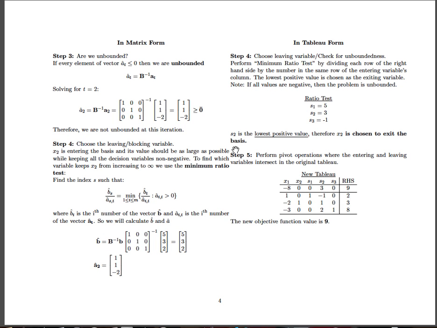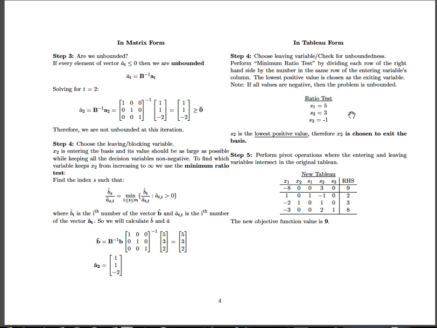So in tableau form, we test for unboundedness at the same time that we perform the minimum ratio test to select the leaving variable. If the ratio test yields all negative numbers, or an infinite number for either the matrix or the tableau form, then we know that our problem is unbounded. So when we perform the ratio test in tableau form, these are the values we get. They're the same values as the matrix form. S2 is the lowest positive number, so we know that S2 is going to leave the basis, just like we found out in the matrix form.